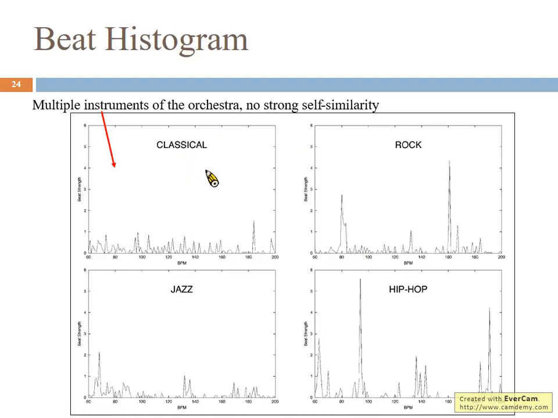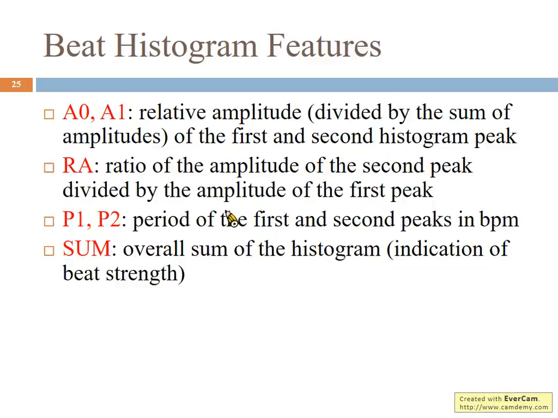In classical music, because it consists of multiple instruments of the orchestra, there is no strong self-similarity. But some music genres like rock and hip-hop have a strong tempo, so they have high autocorrelation or self-similarity. In hip-hop, we can see clear peaks here, here, and sometimes here. So this example shows that the beat histogram can describe the difference between different types of music.